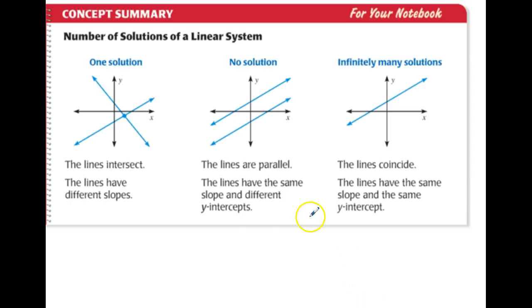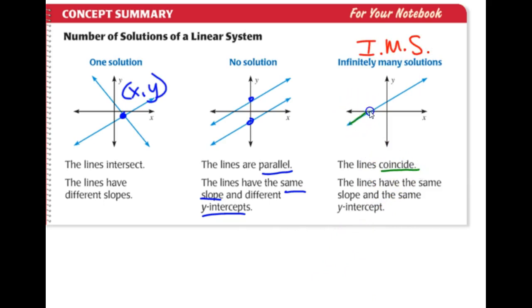So as a review, one solution is where our two lines intersect or cross. No solution is when the lines are parallel, meaning they have the same slope and different y-intercepts. They're crossing at the y-axis at different points here. And infinitely many solutions, or IMS, is when the lines are coinciding. They coincide, meaning one line is exactly the same as another. Same slope, same y-intercept.